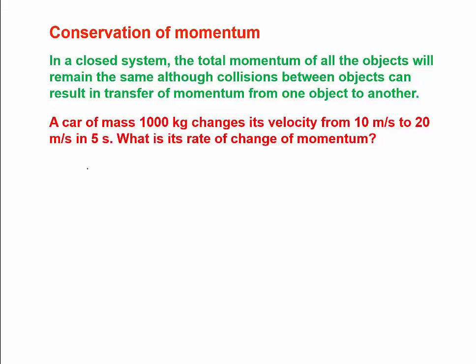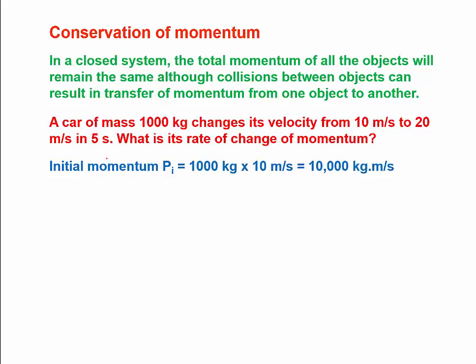Okay, let's do another calculation on momentum. A car of mass 1000 kilograms changes its velocity from 10 meters per second to 20 meters per second in 5 seconds. What is the rate of change of momentum? Now, this is the third or fourth time we are seeing this notation, rate of change. What does the rate of change of momentum mean? It means the change in momentum divided by time. That's what rate of change means.